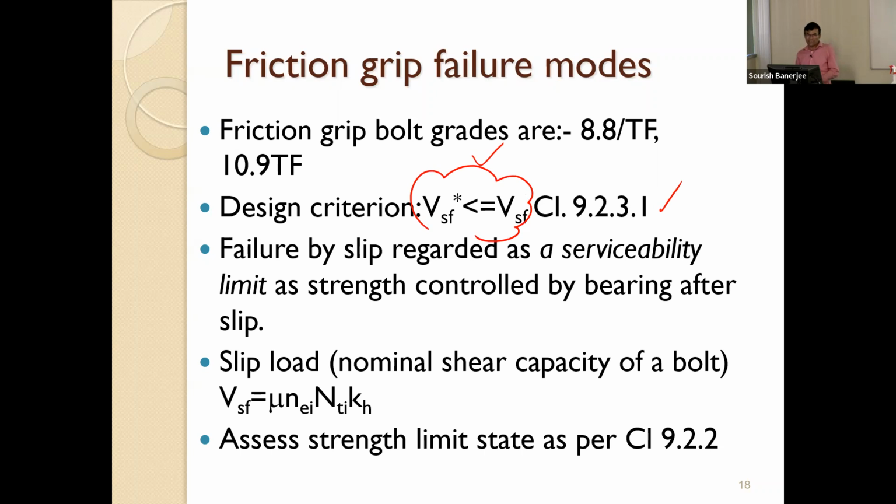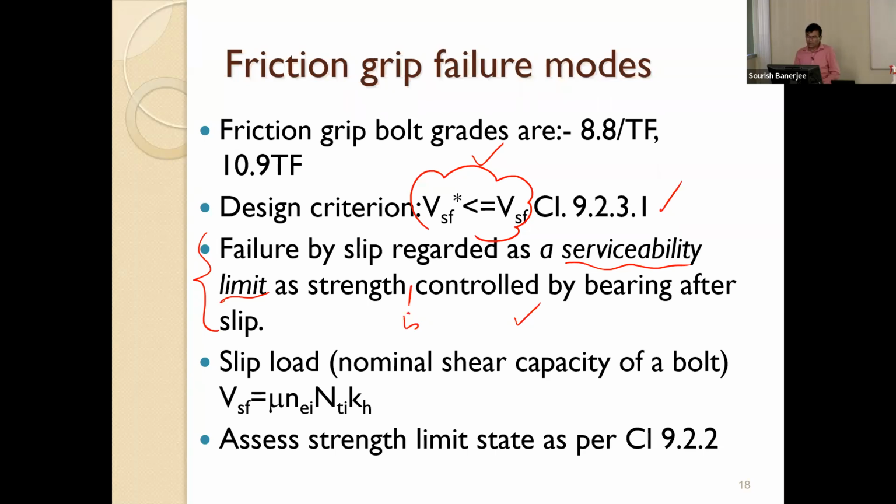Now, what happens in this case, because we are talking about friction, that means the bolt can actually fail by slip. So this is a very important statement. What it says is, failure by slip is regarded as a serviceability limit. You see, that's not the strength limit state. This is a serviceability limit state, as strength is controlled by bearing after the slip. So when the slip happens, that means there's a serviceability failure. We still have to look at where the bolt fails, considering the strength limit state, and it is controlled by bearing.